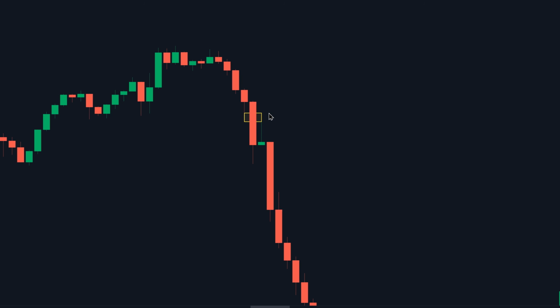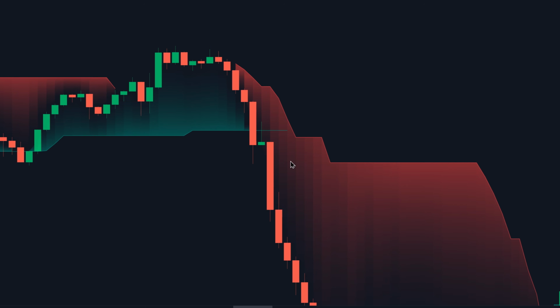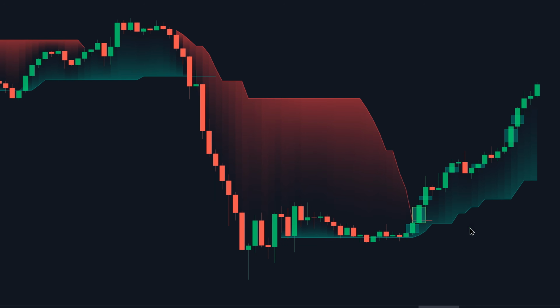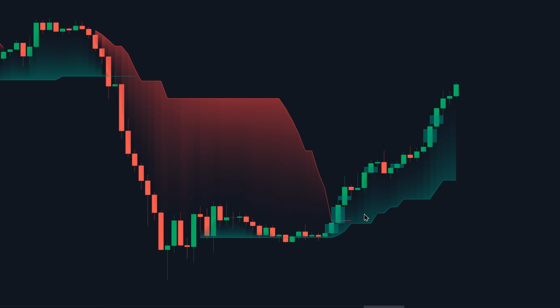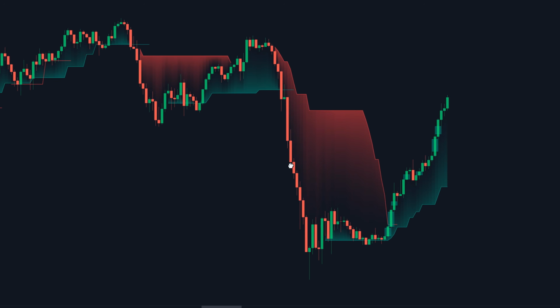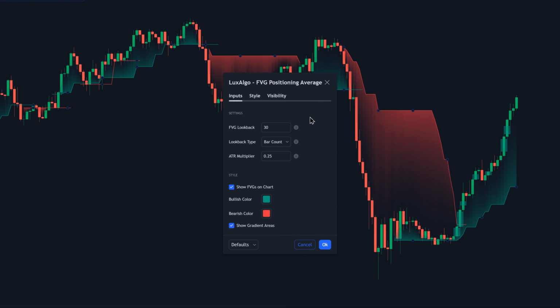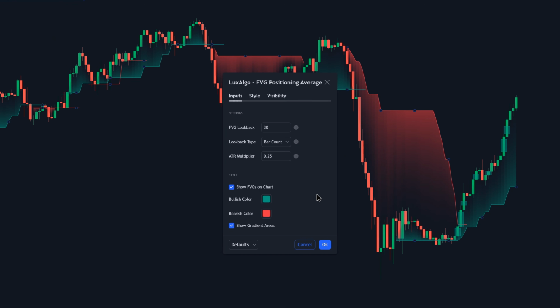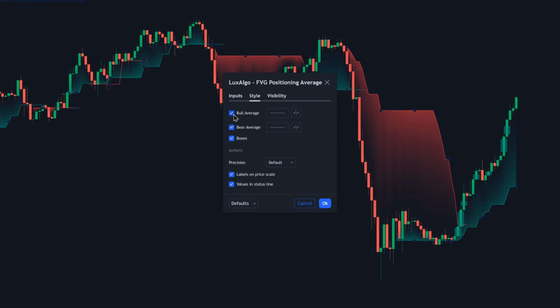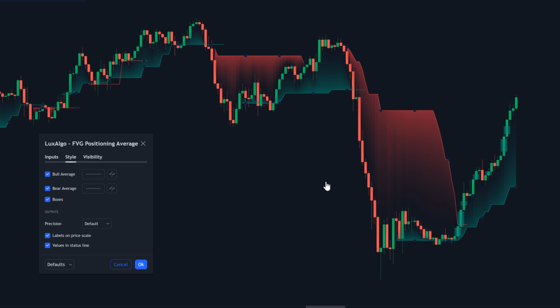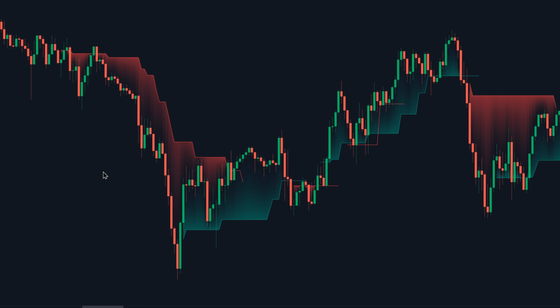So this indicator basically takes the average of these initiation points to calculate and plot out this trend ribbon that we have here. Looking at the settings of this indicator, we can see that for bullish fair value gaps, the initiation points form the bull average. And then for bearish fair value gaps, they form the bear average. And we're going to be using this indicator this way to identify the trend of the market as well as the pullbacks for our entries.